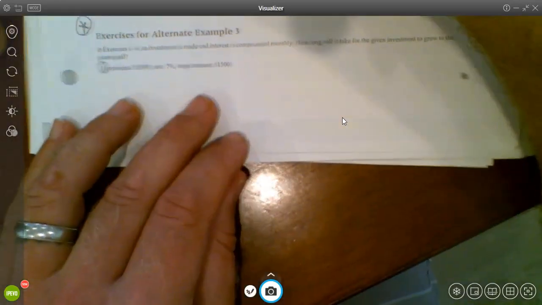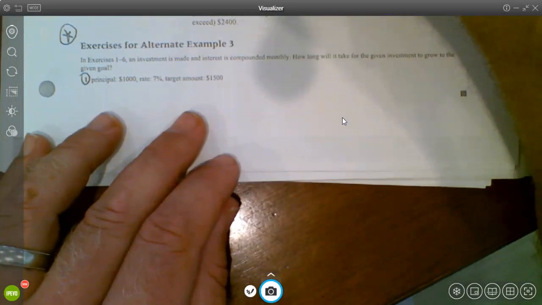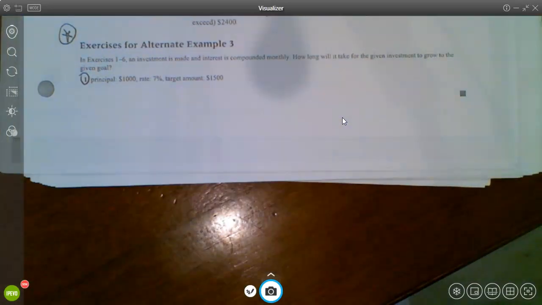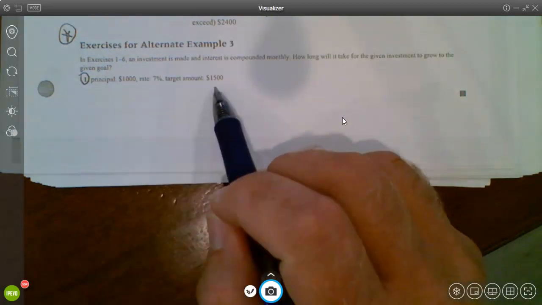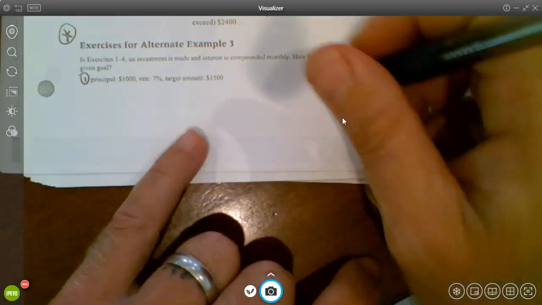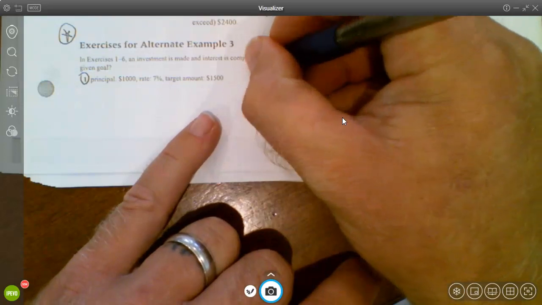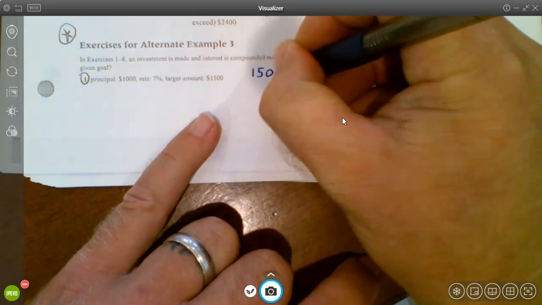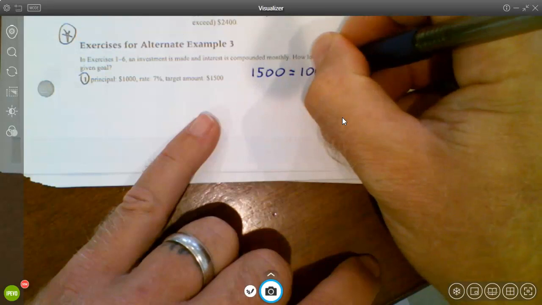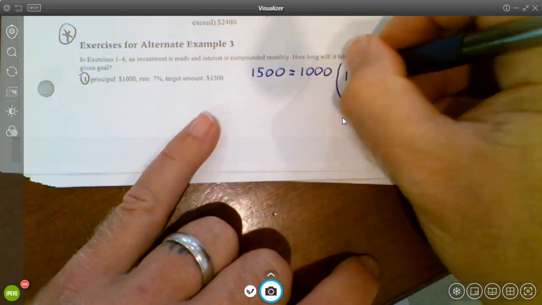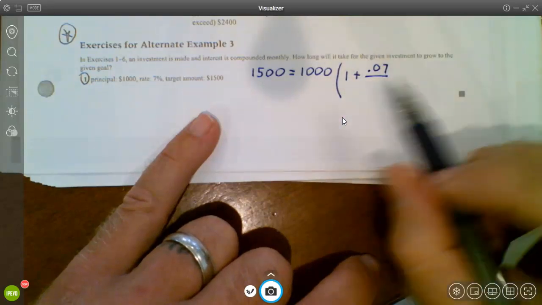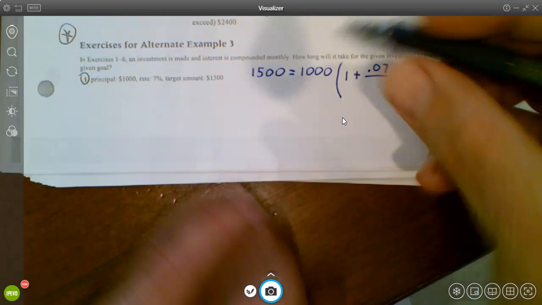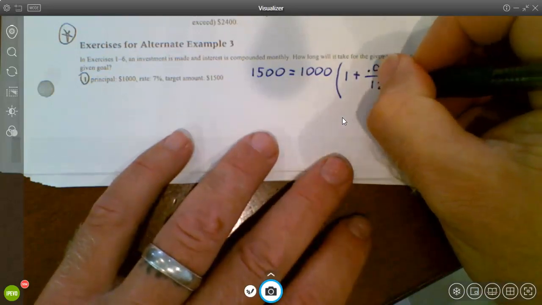Let's try one. If you want to give this guy a shot on your own, great time to pause and give it a try. So for this one, starting with $1,000, 7%. I want my 1,000 bucks to turn into 1,500 bucks. That shouldn't take too long. That's not a huge change. So here's my future value. Here is my present value. I got my 7%. On this one, it does say monthly again. So that's why my k value is 12.